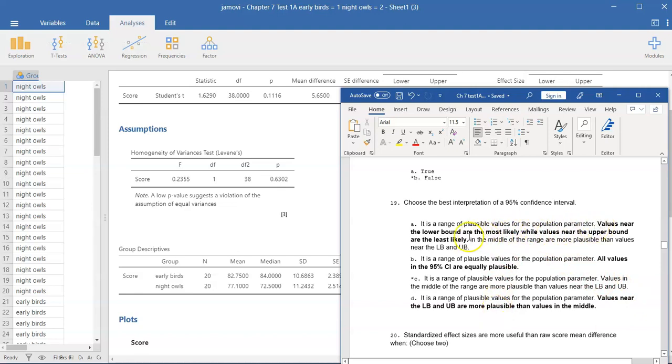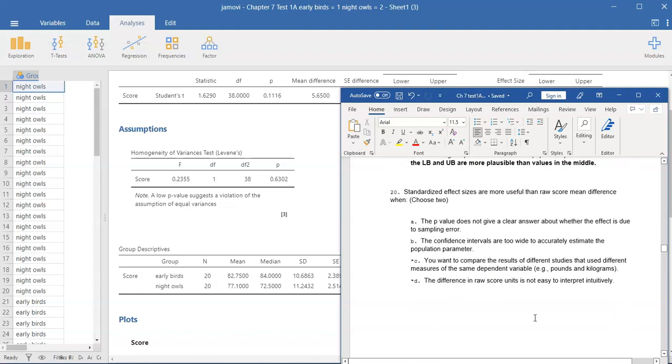So the values near the lower bound are more likely than the upper bound. That's just not true. Values in the confidence interval are equally plausible. No, values towards the middle are more plausible than those near the tails or near the upper bound and lower bound. And values near the lower bound and upper bound are more plausible than values in the middle. That's exactly the opposite of what is true.